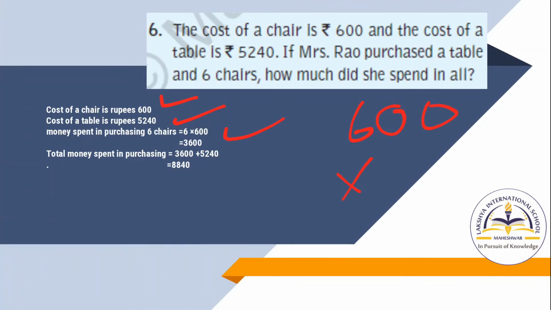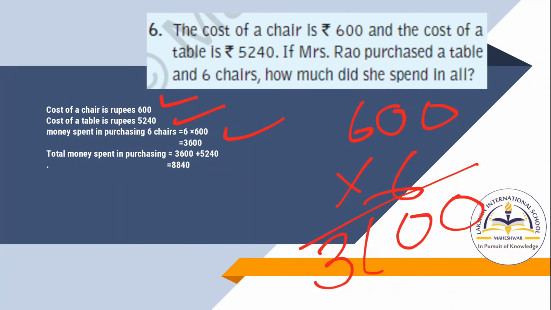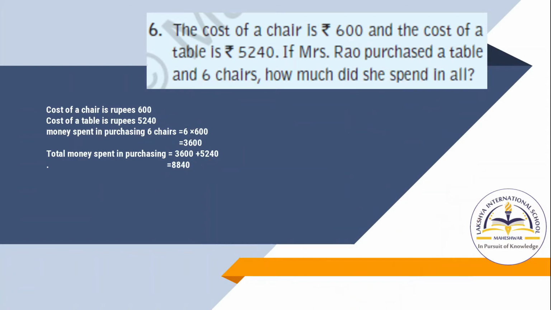600 into 6. When you multiply, 6 6s are 36, so 3600. Now 3600 plus 5200, that will be the total money which Mrs. Rao spent. When you add both of them, you will get 8840.